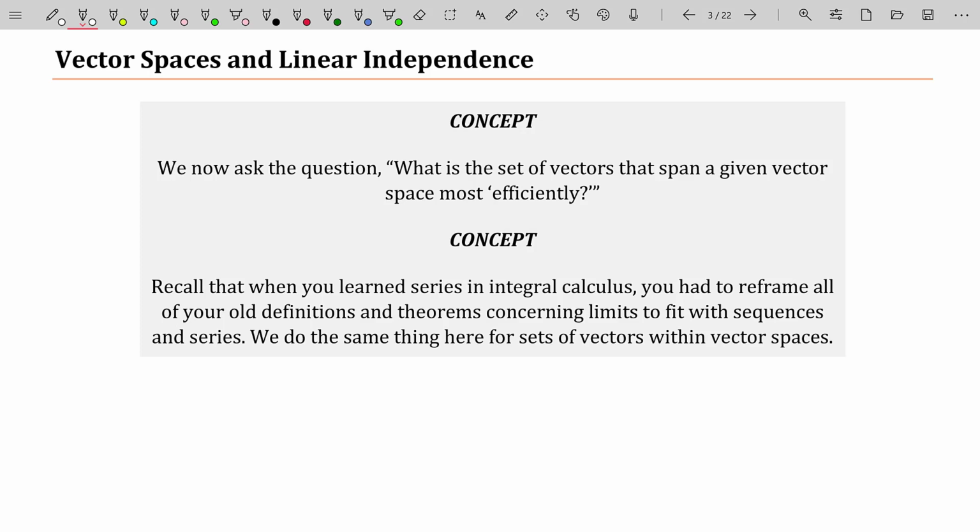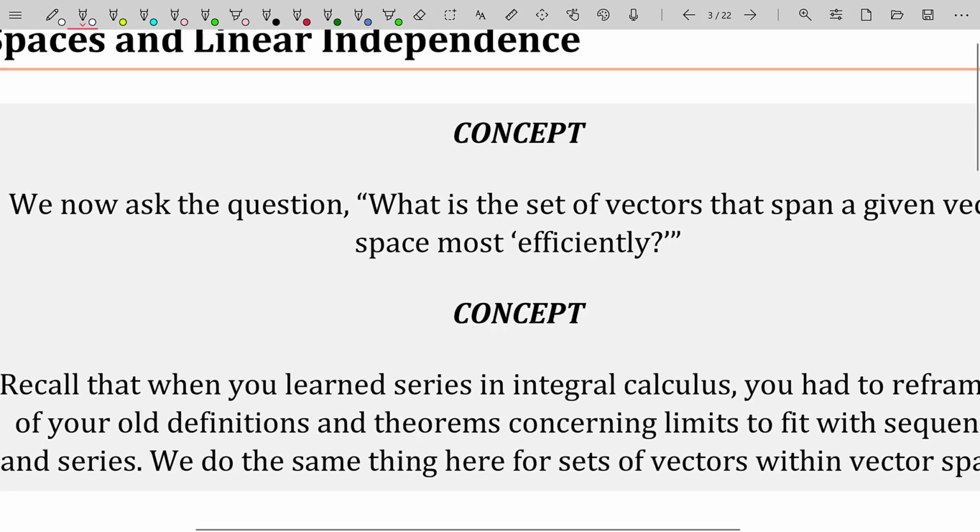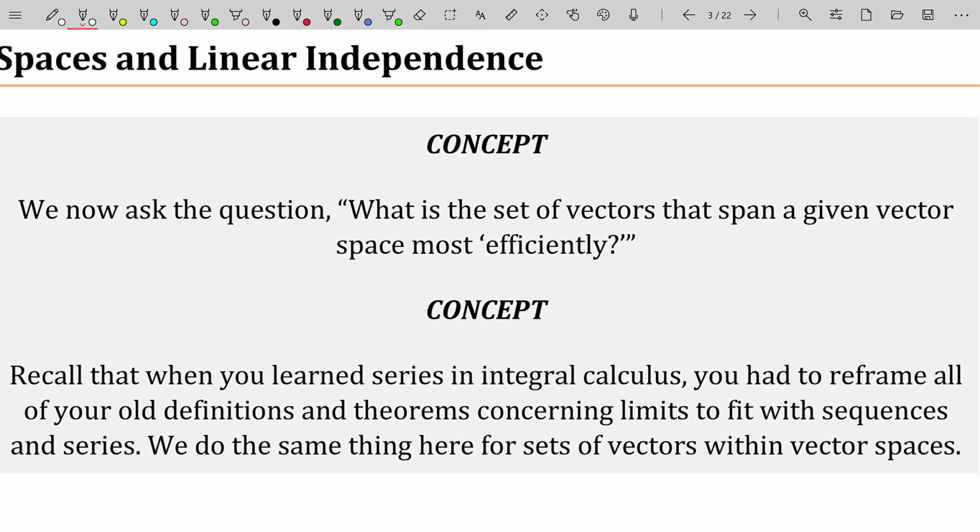Specifically, we're going to tie in our old concepts of linear independence with a new concept called a basis. And you can see I've written right here, first concept, we now ask the question, what is the set of vectors that span a given vector space most efficiently?